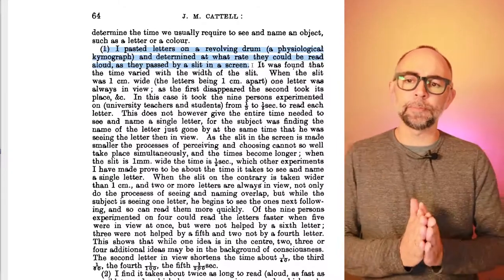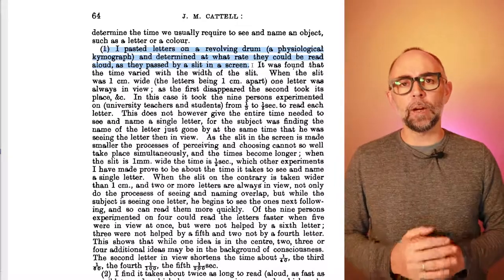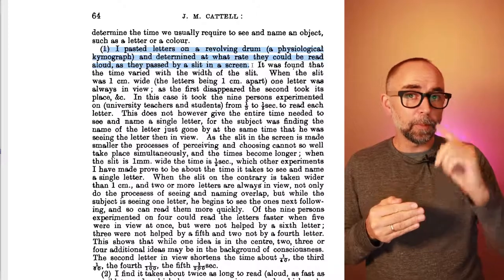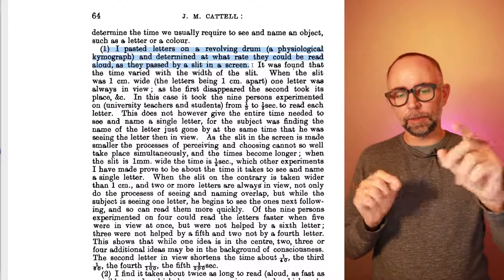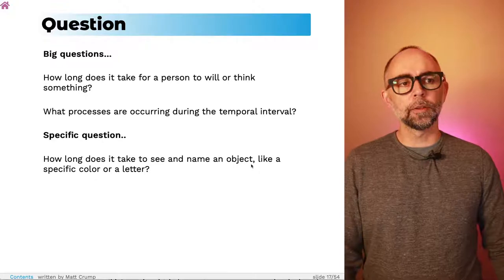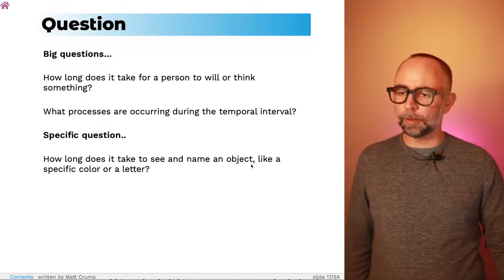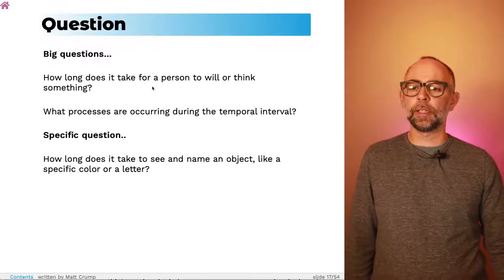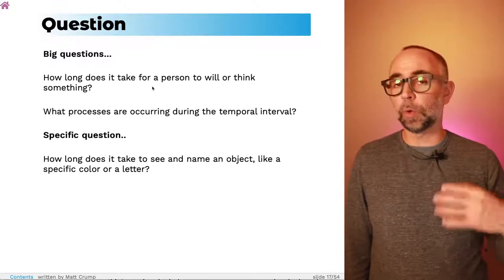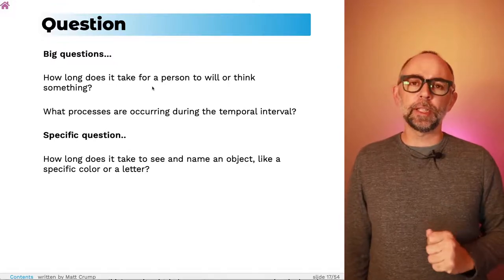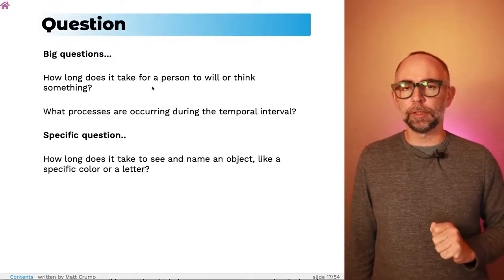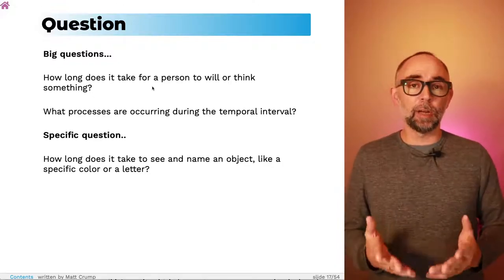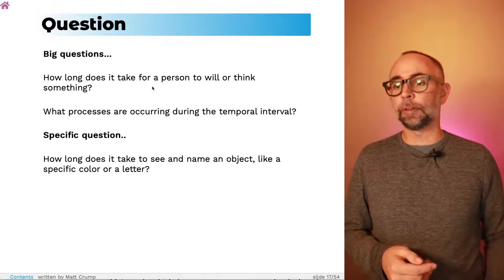So he was trying to measure, if I show you a letter, how long does it take between the time I showed you the letter and you saw it and were able to identify it, that entire time to name a letter. So rather than going through that paper in close detail, I'm just going to summarize it. Some of his big questions were, how long does it take for a person to will or think something? What processes are occurring during the temporal interval? And more specifically, how long does it take to see and name an object like a color or a letter?